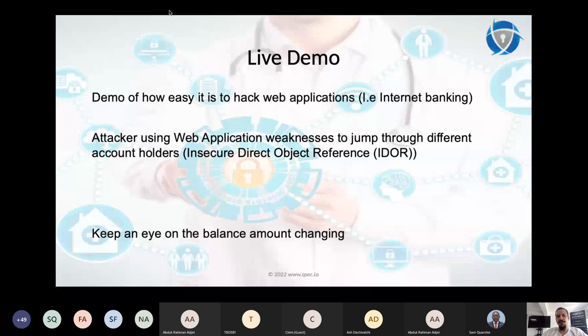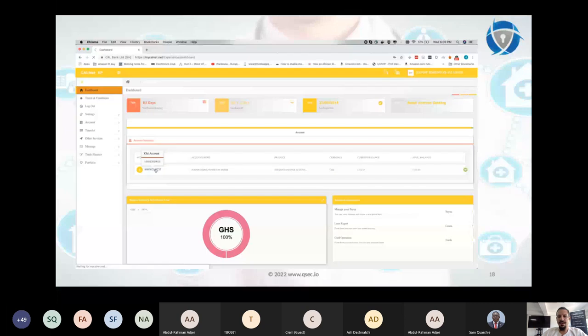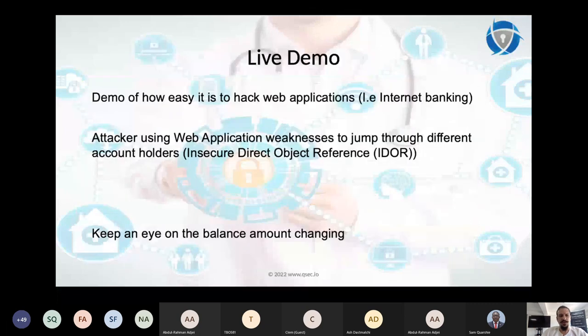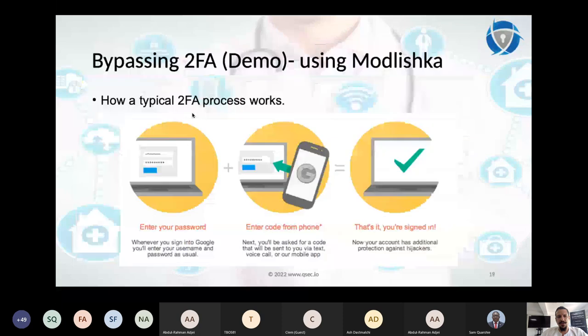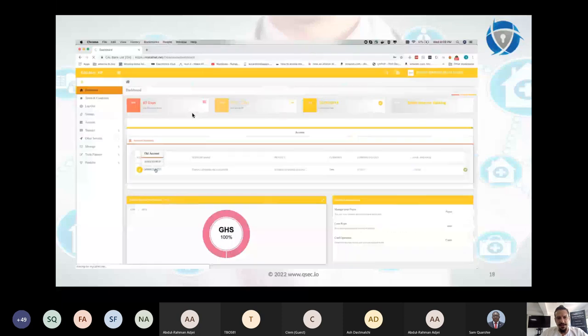These accounts both belonged to us, so we didn't actually hack someone's account, but it did mean that we could start sitting there, guessing other people's account numbers, which couldn't be too difficult, and potentially do damage to their accounts. So keep an eye on the balance amount as we are showing this demo. So you can see this is a normal, typical online banking scenario.